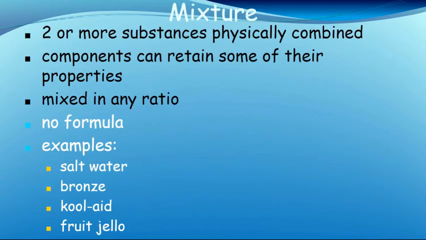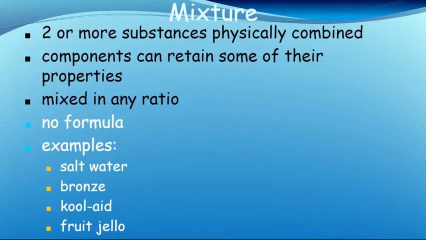The next one we have are mixtures. Mixtures are two or more substances physically combined. So compounds are chemically combined, mixtures are physically combined. And what that means is that since it's physically combined, we can take it apart. And each component does maintain its own properties. Even though they're mixed, they still behave as they did when they weren't.